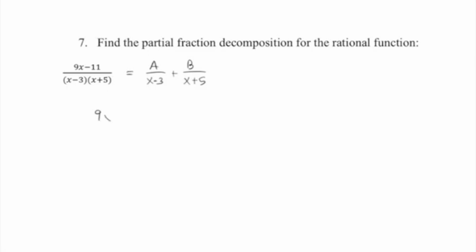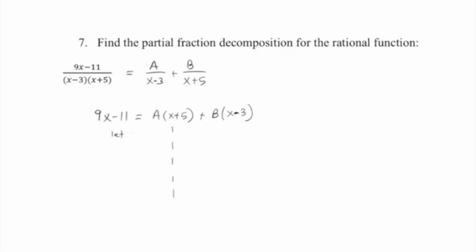then we'd have 9x minus 11 equals a times x plus 5 plus b times x minus 3. So now the process that was shown in class involves choosing convenient values for x, because if we only have one equation but we have to solve for two variables, we have to eliminate variables. So if x was negative 5, for example, negative 5 plus 5 is 0, so that eliminates a. So since we have two variables, we have to do this twice.